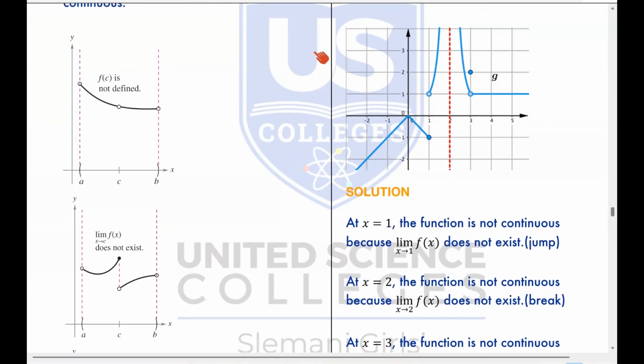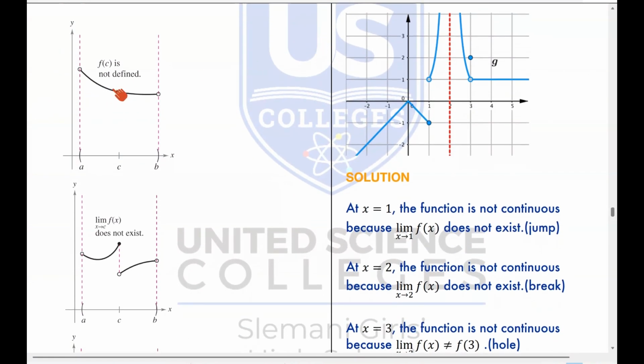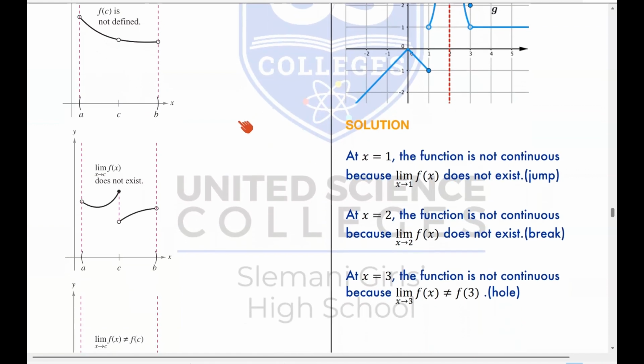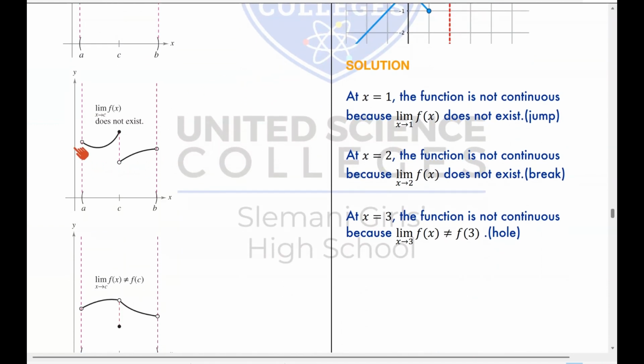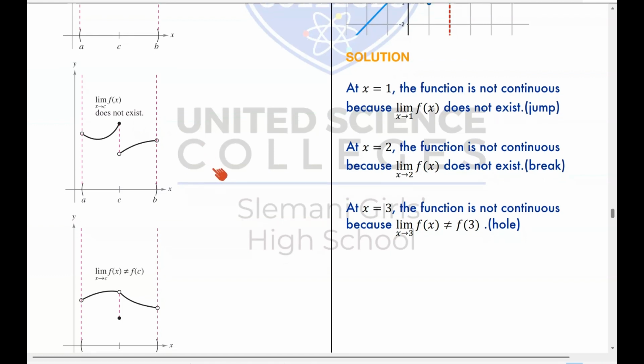Let's review them one by one. The first one, I see a gap here. I see a hole. So it is considered to be a discontinuous function. In such situations, the function is not defined because there is a gap, there is a hole. Another situation involving discontinuity is having a jump. If there is a jump, then the limit does not exist. If the limit does not exist, the function is discontinuous.